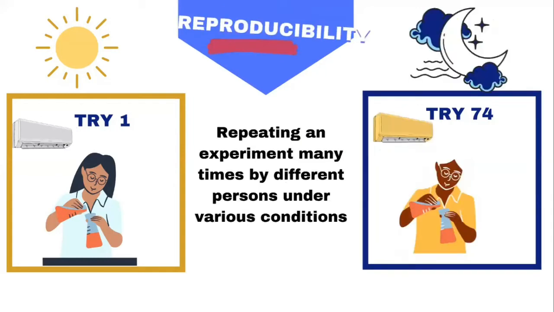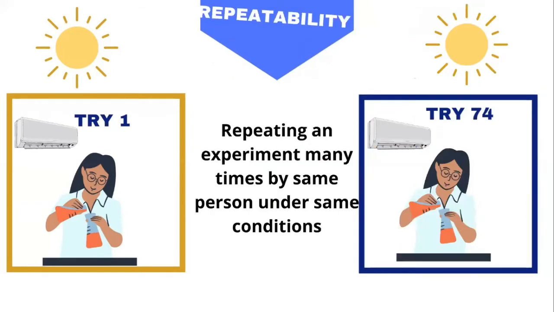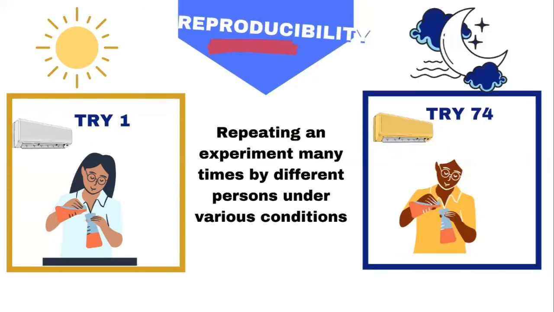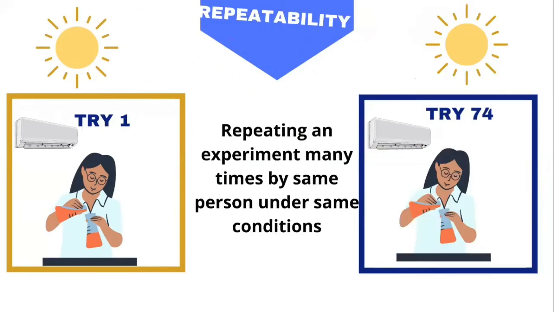Reproducibility, on the other hand, is repeating the experiment many times by different persons under various conditions. In this case, you can see from the diagram, the first woman is trying an experiment, whereas in the 74th, a completely different person with a completely different AC, completely different setup, completely different environment is doing the experiment, right? So repeatability is repeating the experiment by the same person under the same condition, whereas reproducibility is by different persons under various conditions.